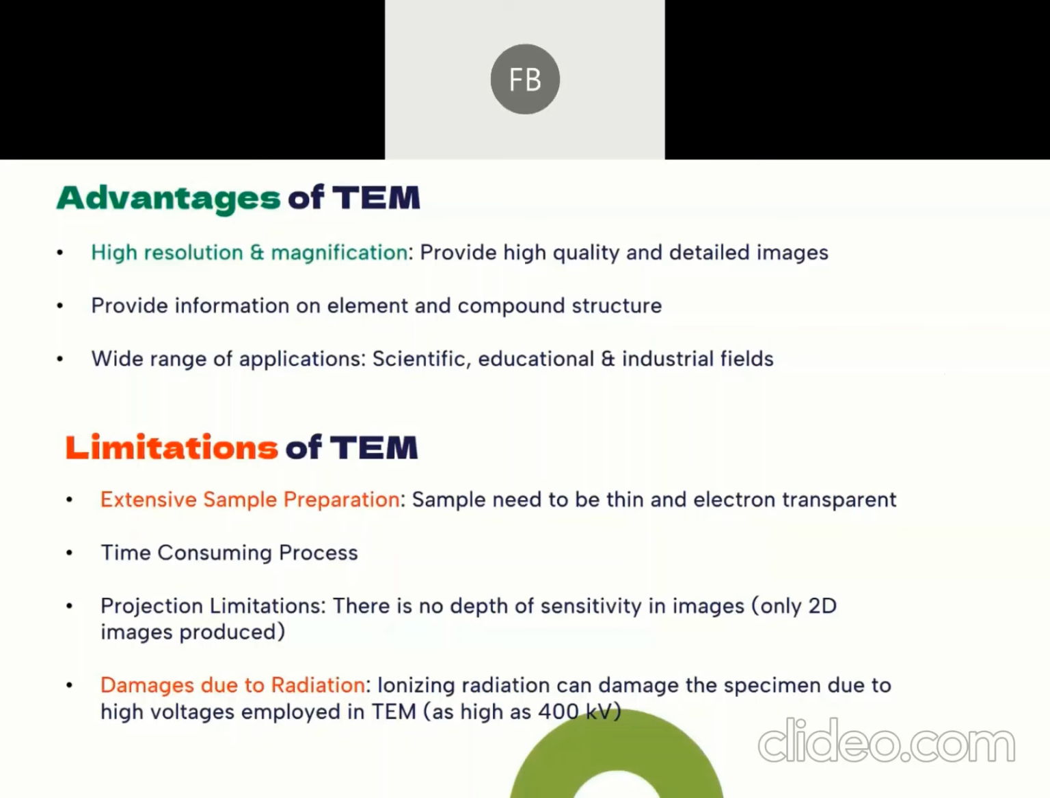However, there are drawbacks of TEM. First, extensive sample preparation. Samples need to be thin and transparent. Secondly, a time-consuming process is involved in TEM analysis. Third, projection limitation, because there is no depth sensitivity in images, and only 2D images can be produced. And lastly, damage due to radiation. Ionizing radiation can damage the specimen due to the high voltages being used in TEM, which could reach as high as 400 kilovolts.